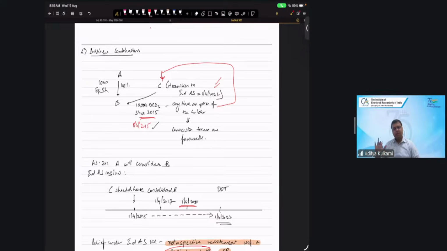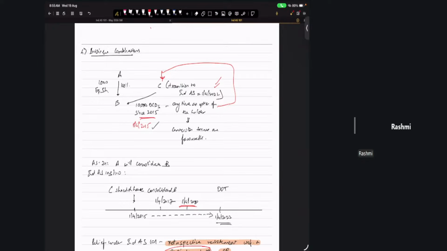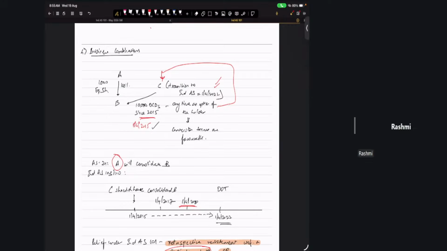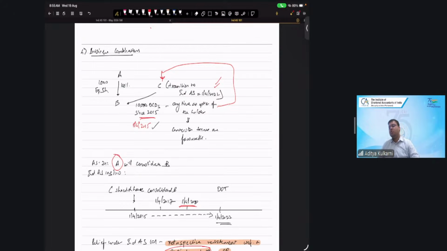Conversion terms are favorable. That means the option to convert is in the money. It is favorable to C. Did you understand the case under AS 21? Who will consolidate B? A will consolidate B. Yes or no? Yes, sir. AS 21 does not look at optionally convertible debentures.